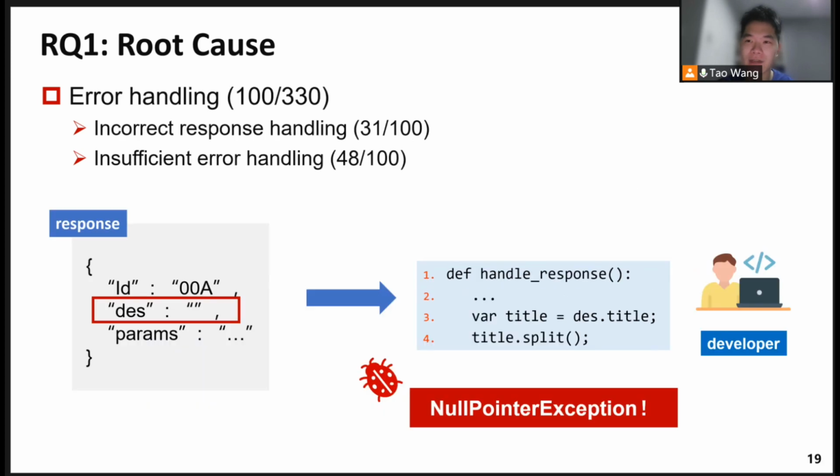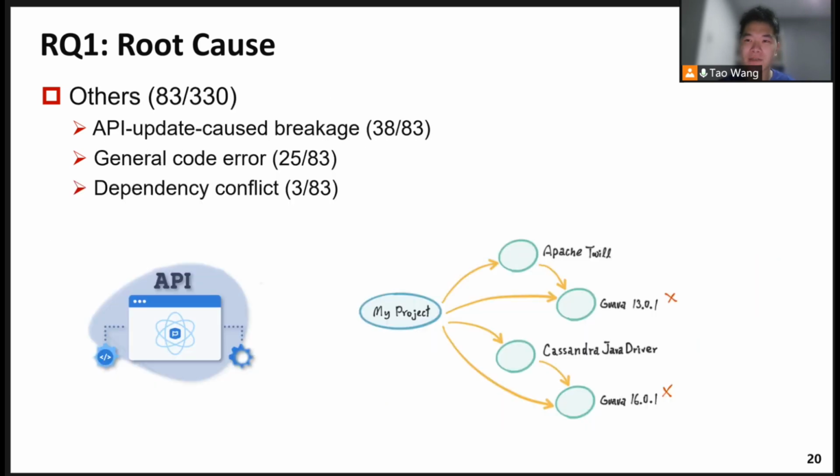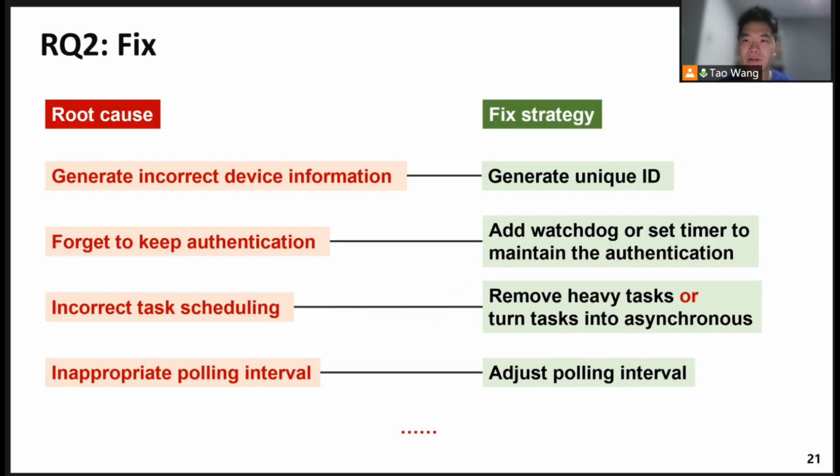Error handling related iBugs can also happen, like incorrect response and insufficient error handling. The developer did not take into account the case that the target field of the response is empty, and the further processing leads to a null pointer exception. These root causes are similar in other software applications, such as API update, breaking change, logical code error, dependency conflict, and so on. Fixes of device integration bugs are highly related to their root causes.